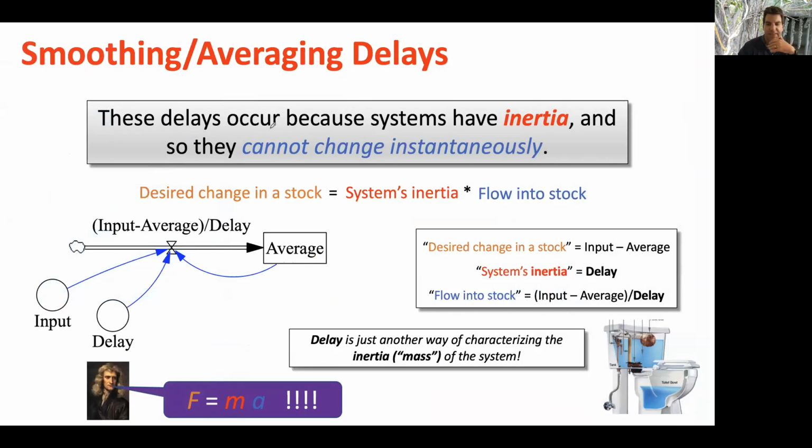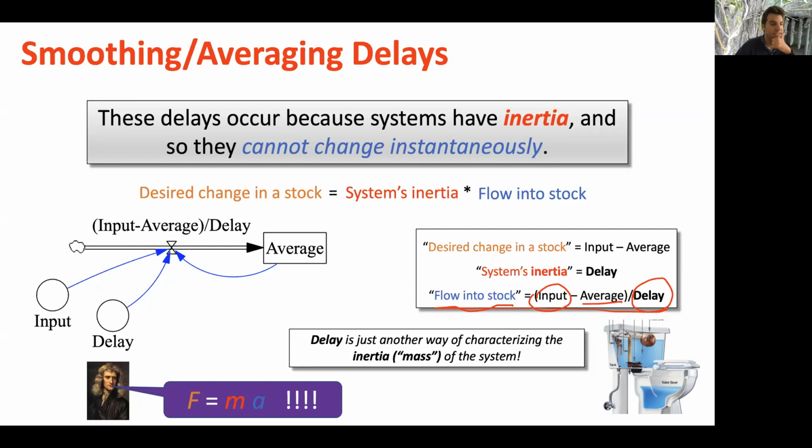This is effectively the toilet model right here, where the flow into the toilet is the target water level minus the actual water level, divided by the time constant of the toilet system, which might be 2 seconds.